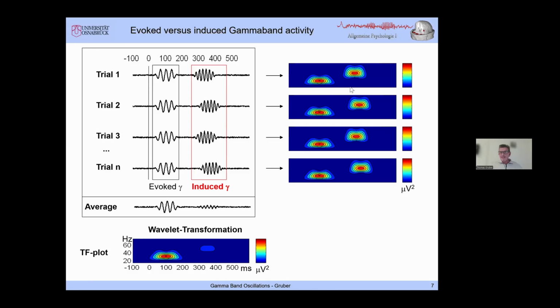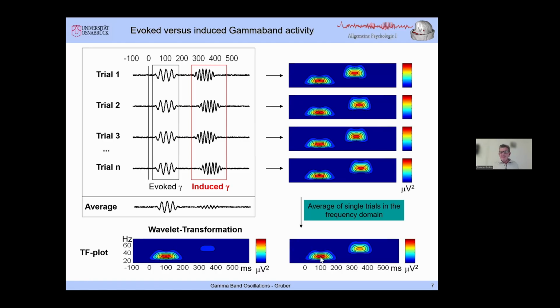You average these time by frequency plots. And when you do that, then you still have the evoked response here at 100 and the induced response. So very important that you keep in mind an induced response occurs with a jitter in latency, and you have to analyze the data in a way that you transform each single trial into the frequency domain and average in the frequency domain. So keep that in mind for later, for the remainder of my talk, please.